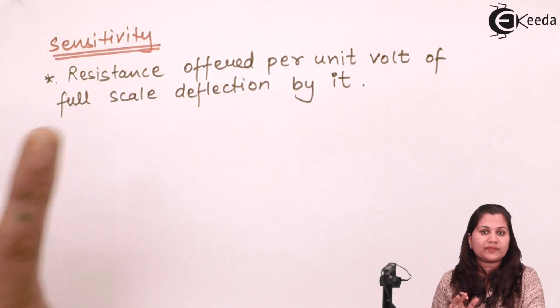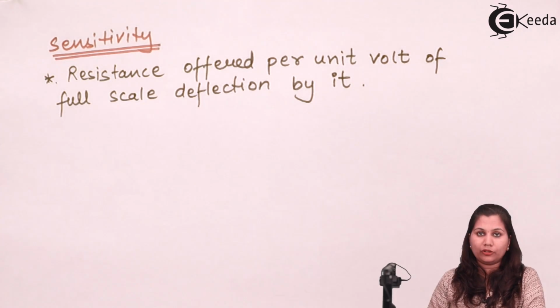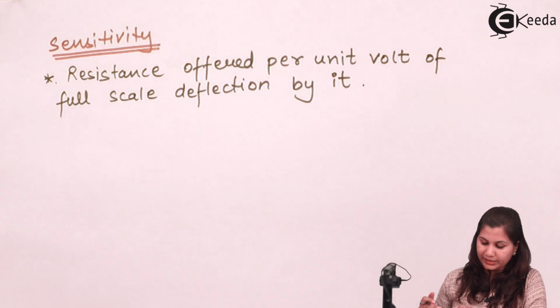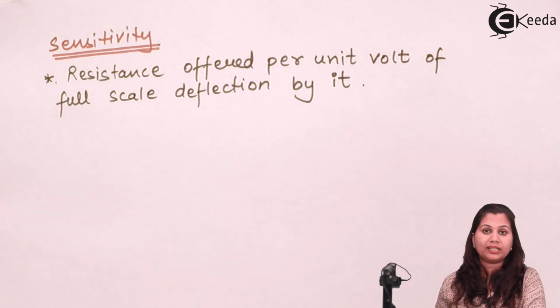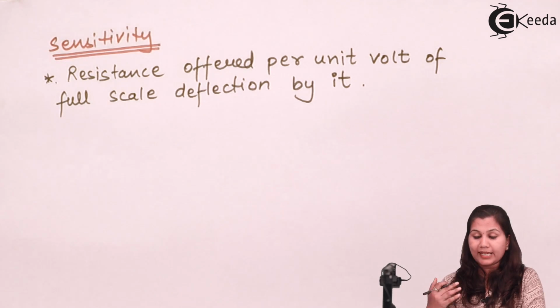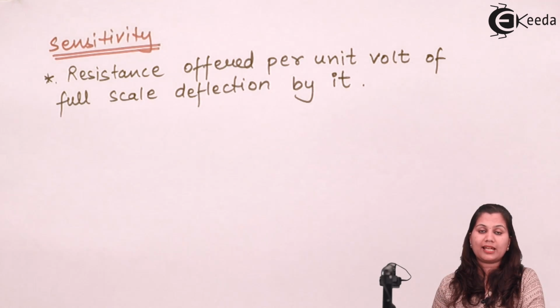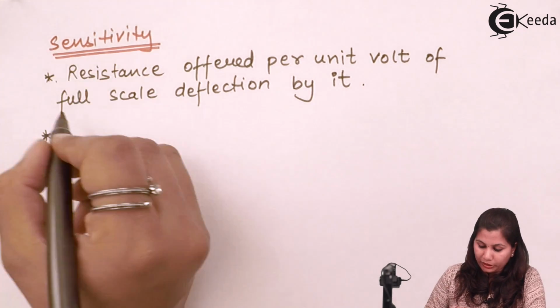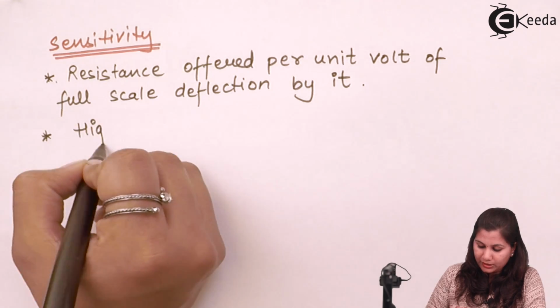Now sensitivity is very important for analog instruments, because if the analog instrument has very high sensitivity, it means that it has very high internal resistance. So if internal resistance is high and sensitivity is high, it means that very small measurements can be done with it. So it is a very important parameter for the instruments.